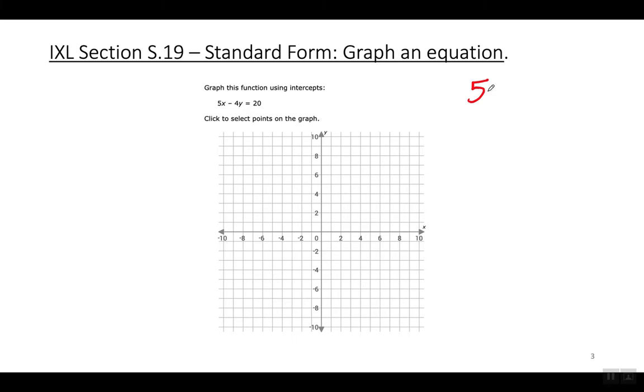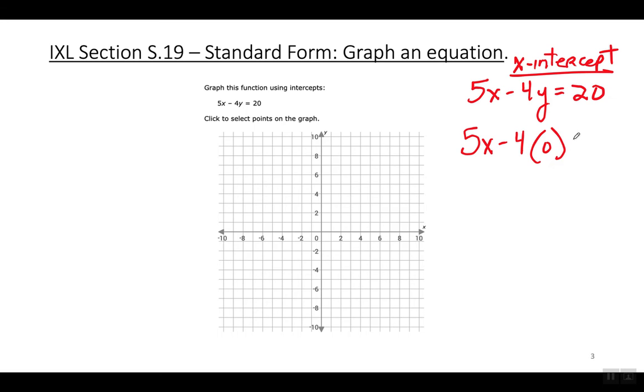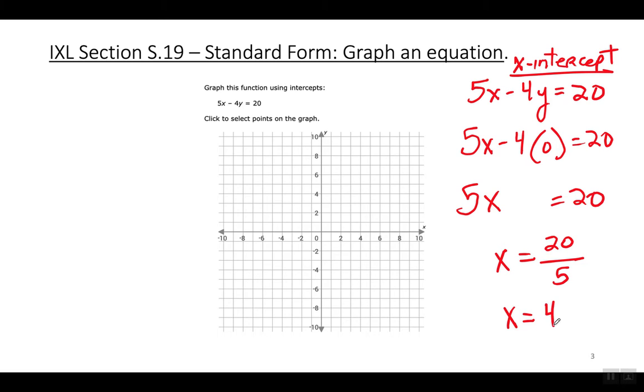So I got this equation in standard form. Let me first find the x-intercept, all right? To find the x-intercept, I'm going to make y equal to 0. So I'm going to have 5x minus 4 times 0 equals 20. 4 times 0 is 0. So I'm just going to have 5x equals 20. That means x equals 20 divided by 5. That means that the x-intercept, when y is 0, x is 4.